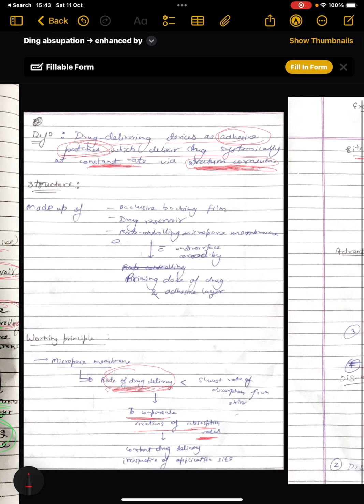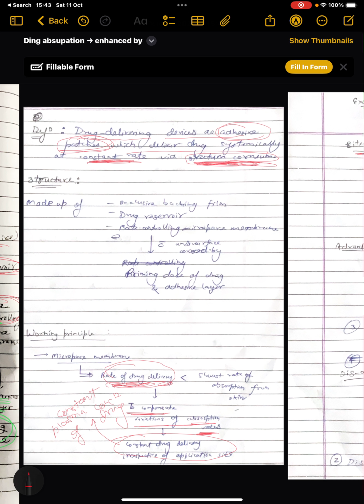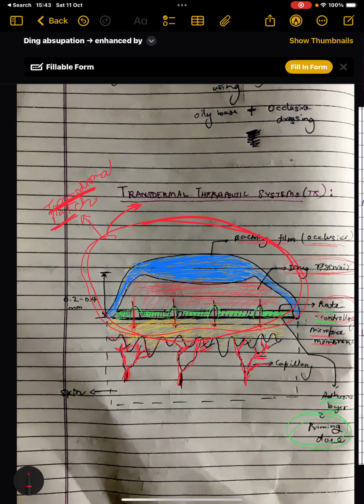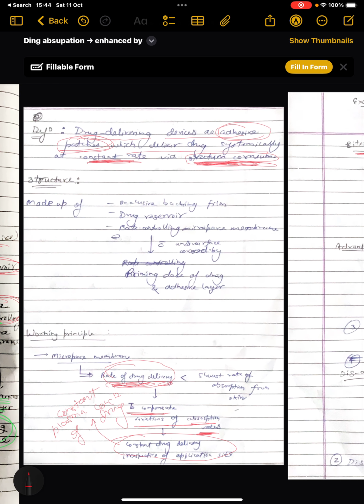And also due to this constant drug delivery, there is a constant plasma concentration of the drug, which I have written. So let me see here. Which actually serves as an advantage, that there is a smooth constant plasma concentration and which does not fluctuate. Why does it not fluctuate? It does not fluctuate because there is this constant rate of drug delivery.